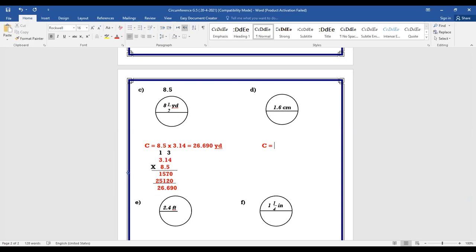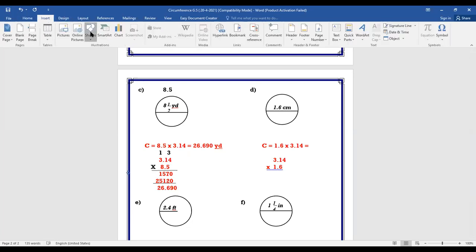We'll do 1.6 multiply 3.14. Yes. Length of the diameter multiply by 3.14, the constant value. Now we multiply 3.14 multiply 1.6. Okay, one second Yasin please.